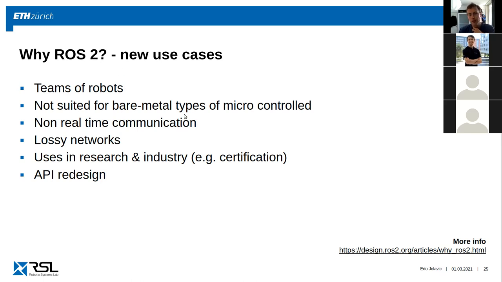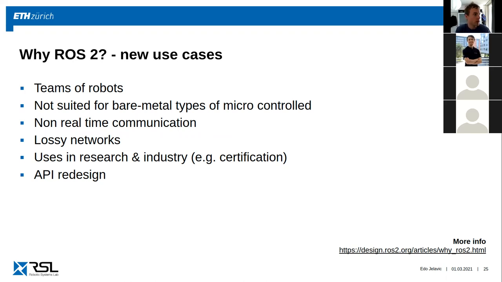It is also not very well suited for microcontrollers and embedded platforms, simply because it's rather heavy in terms of computation resources. And as I mentioned, the communication in ROS1 is really non-real time, which is something that is being addressed now in ROS2. Also, when ROS1 was designed, people had in mind that you will always run it on a good network with Ethernet and that the communication will be reliable, which for some applications can be less and less the case.